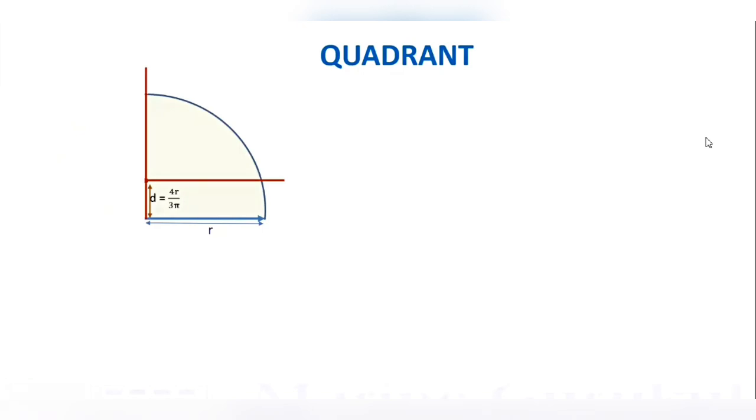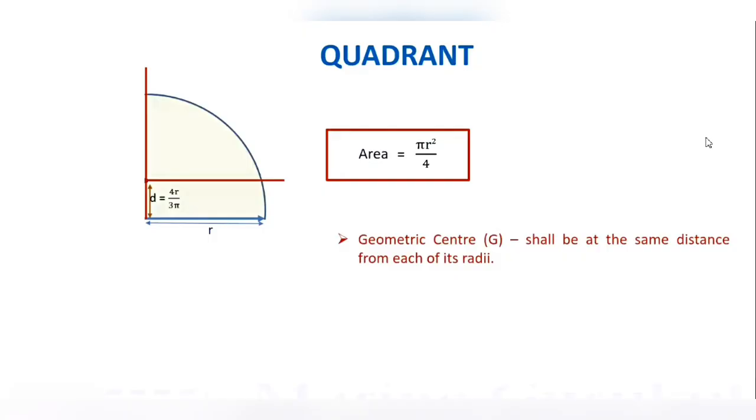So what will be the area of the quadrant? It will be 1/4 of a circle. What was it for the circle? Pi r square. What will be the area for the quadrant? Pi r square by 4. Where will be the centroid of this quadrant? I just explained to you. The geometric center shall be at the same distance from each radii, that is 4r by 3 pi. That means the geometric center would be here. I just explained to you why it will be here.